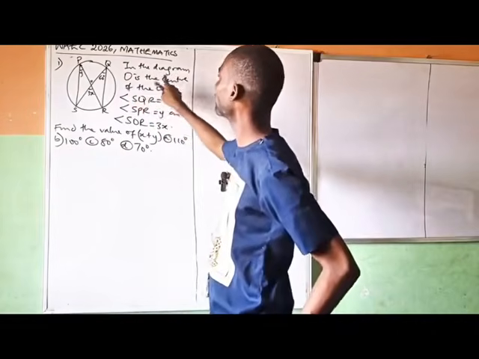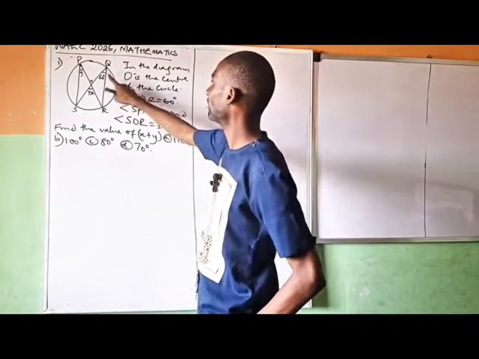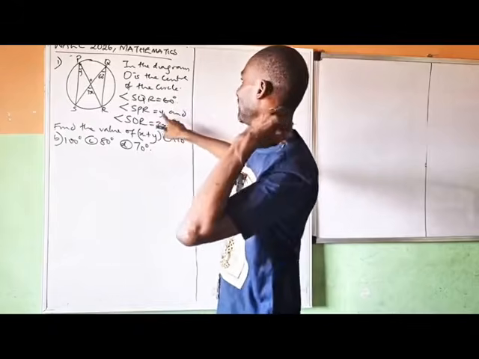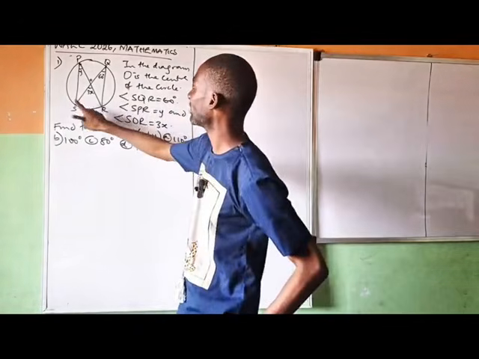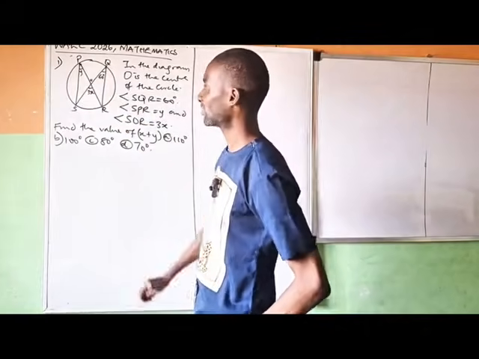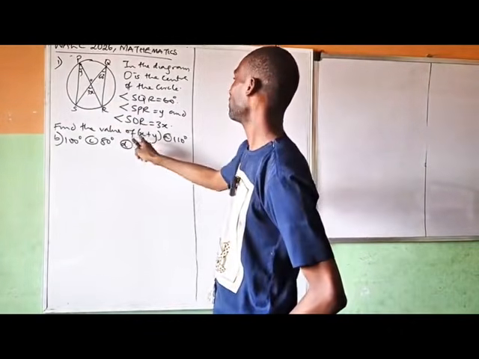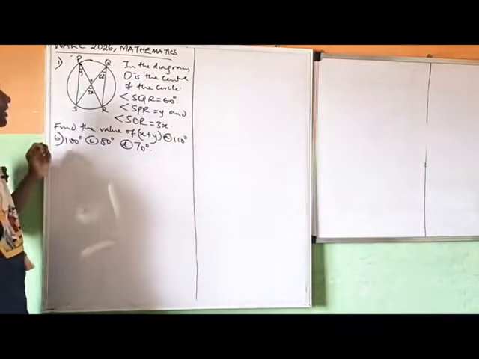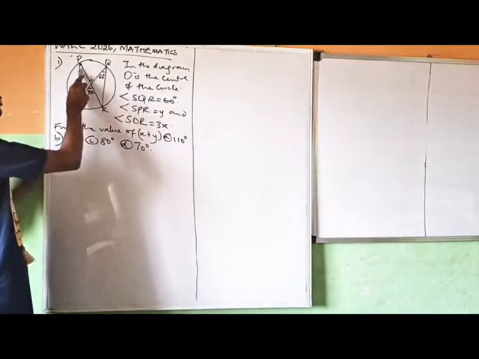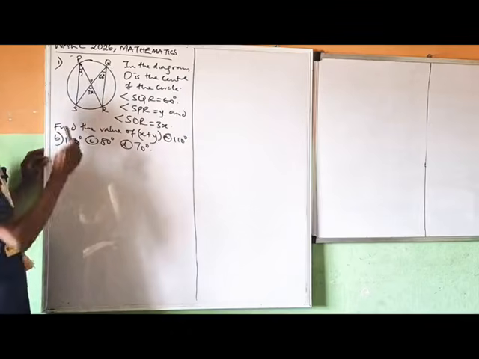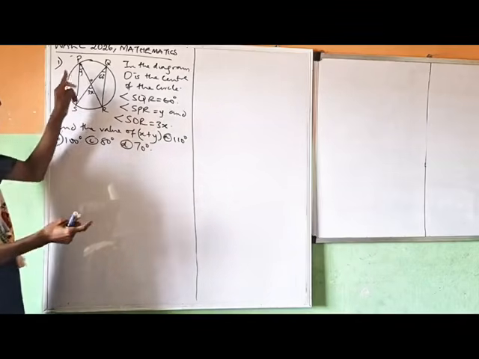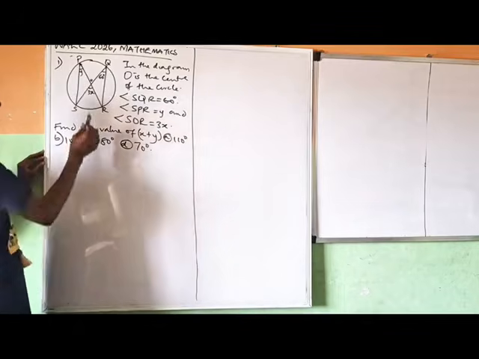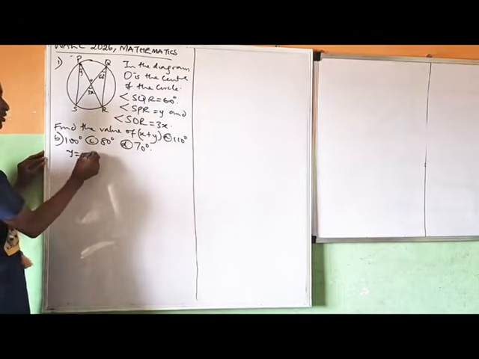In the diagram, O is the center of the circle, angle SQR is 60 degrees, angle SPR is y, and angle SOR is 3x. Find the value of x plus y. So we have to find the value of y and x and then add them together. The first thing to do is look at y and 60. They are two angles within the same segment, so they are equal. Therefore, y is going to be 60 degrees.